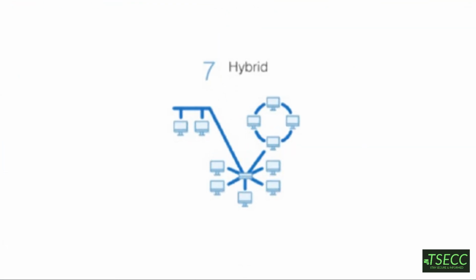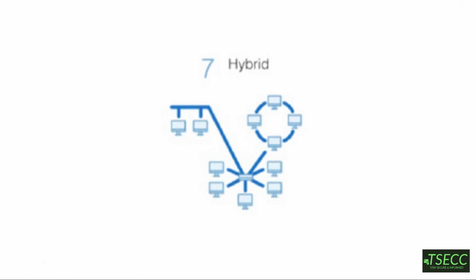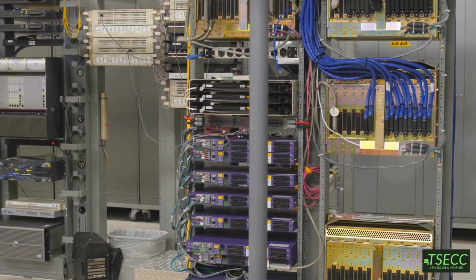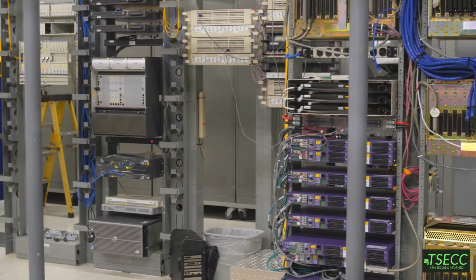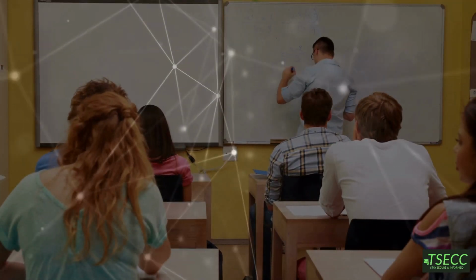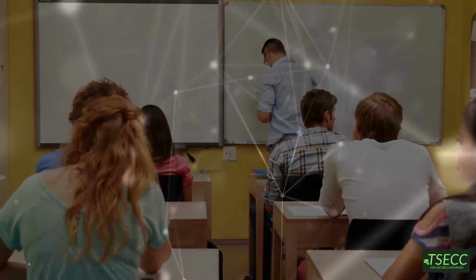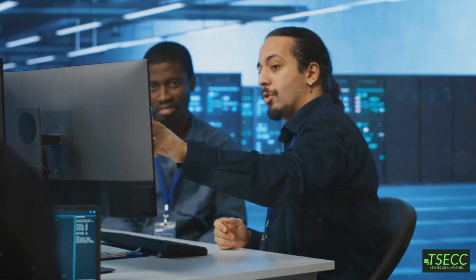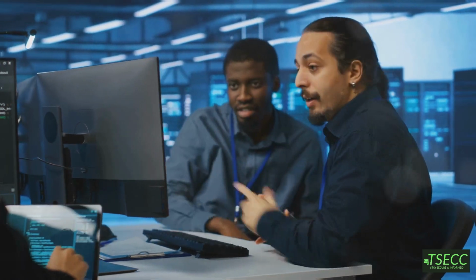And finally, hybrid topology. This is a combination of two or more topologies tailored to fit the network's unique needs. Hybrid networks are flexible but can be complex to design and manage. They're often seen in enterprise environments. So there you have it, a quick overview of the most common network topologies. Each of these has a role in the world of cybersecurity and IT. Choosing the right topology depends on factors like budget, scalability, and of course the specific requirements of your network.